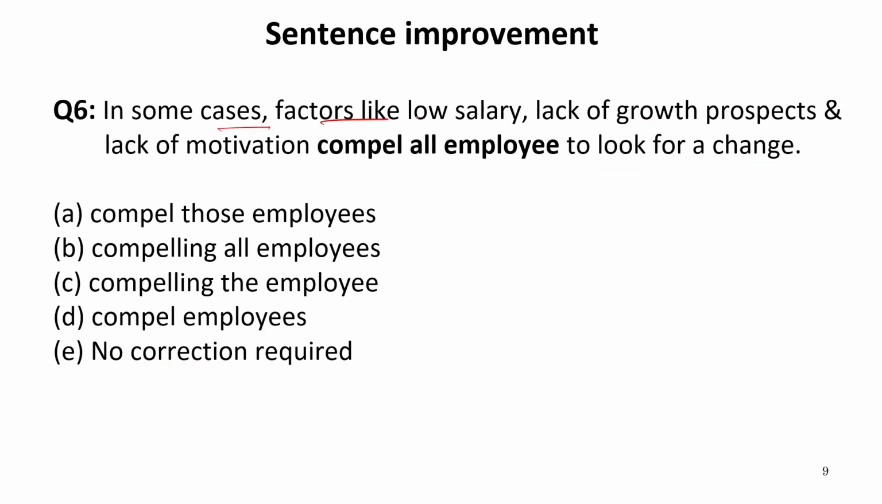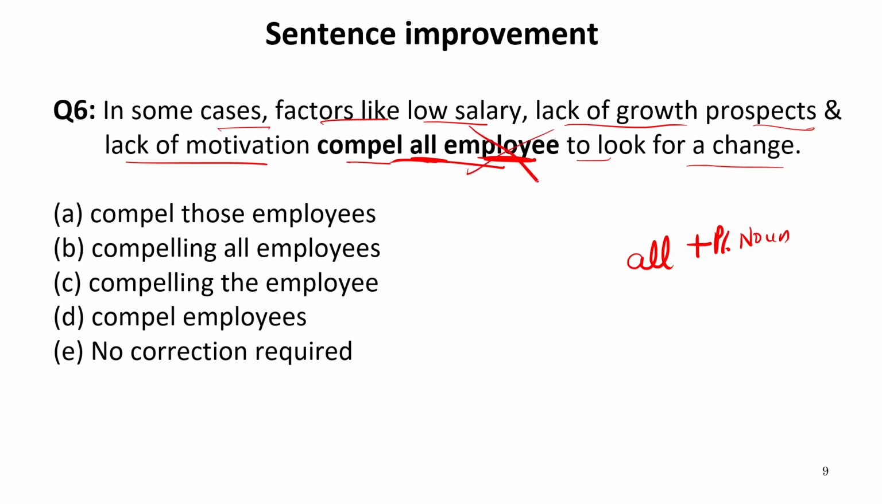In some cases, factors like low salary, lack of growth prospects, and lack of motivation compel all employee to look for a change. Now, if we have a word all, and after that we have a noun which is countable, it should be plural noun only. But here it is written employee, which is singular noun. Therefore, the sentence is incorrect. So, no correction required cannot be the answer, first of all.